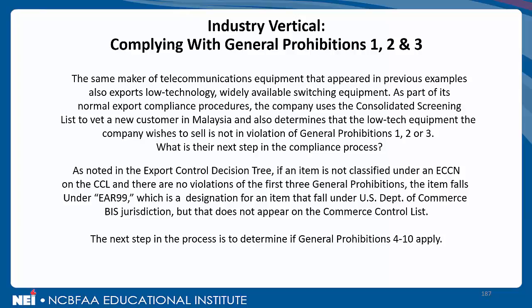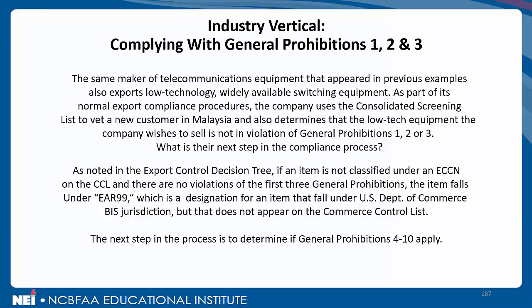So now we can comfortably move on to answer the question, what is the next step in the compliance process? Well, as we'll see in just a second in the export control decision tree, if an item is not classified under an ECCN on the CCL, and there are no violations of the first three general prohibitions, the item falls under EAR99, which is a designation for an item that falls under the Department of Commerce BIS jurisdiction but does not appear on the Commerce Control List. That's a fancy way of restating what we just said. No ECCN, doesn't show up on the CCL, doesn't violate General Prohibitions 1, 2, or 3.